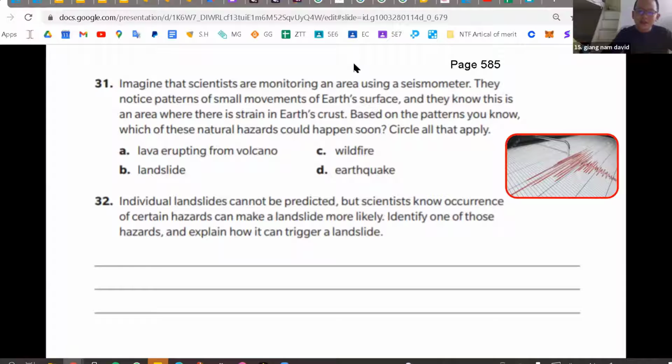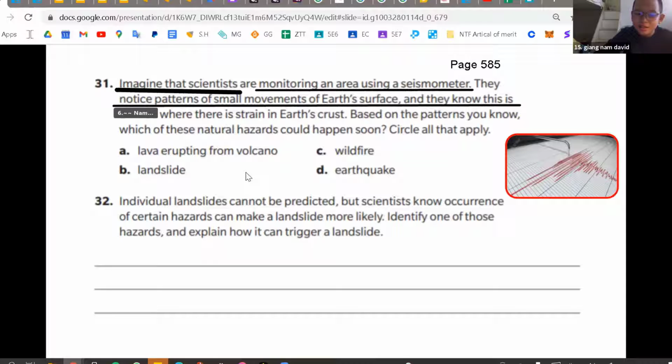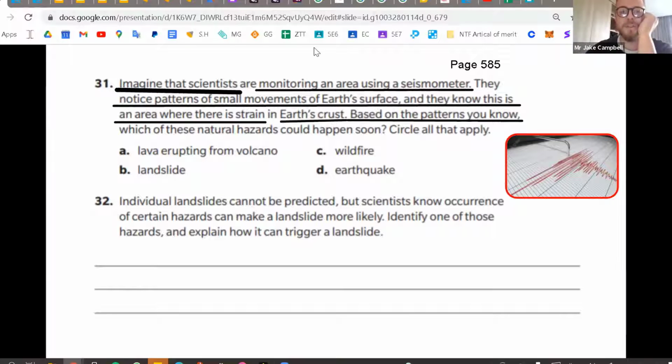We may imagine that scientists are monitoring an area using a seismometer. They notice a pattern of small movements of Earth's surface, and they know this is an area where there is a strain in Earth's crust. Based on the pattern, you know which of these natural hazards could happen soon. Circle all that apply.